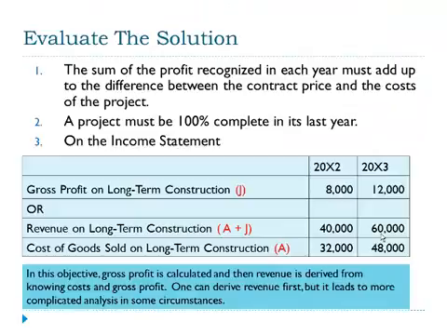Let's evaluate the solution. The sum of the profit recognized in each year must add up to the difference between the contract price and the cost of the project, so you can check yourself. Our conclusion was that there was $8,000 in gross profit in 2002 and $12,000 in 2003, and sure enough, that adds up to $20,000, which reconciles with the difference between the contract price and the total costs.